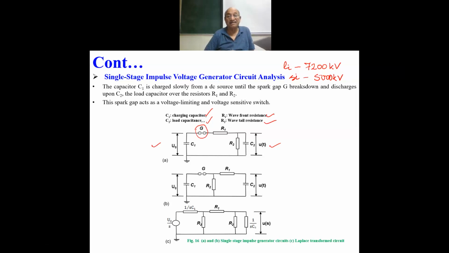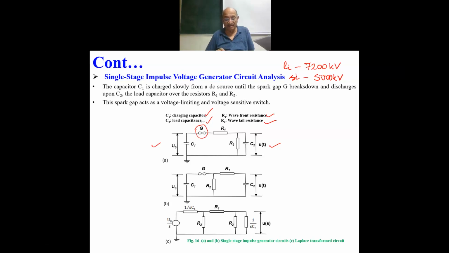And as soon as the breakdown takes place, breakdown is like a short circuit, isn't it? So the charging capacitor discharges over R1 and R2 onto the capacitor C2 that is formed by the load or the test object. C2, as you know, we are always testing the dielectric, and a dielectric forms a capacitance. So that is what is under test.